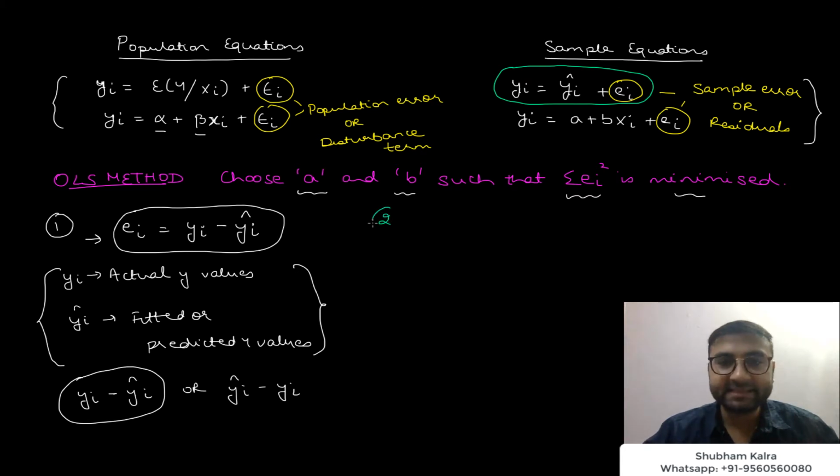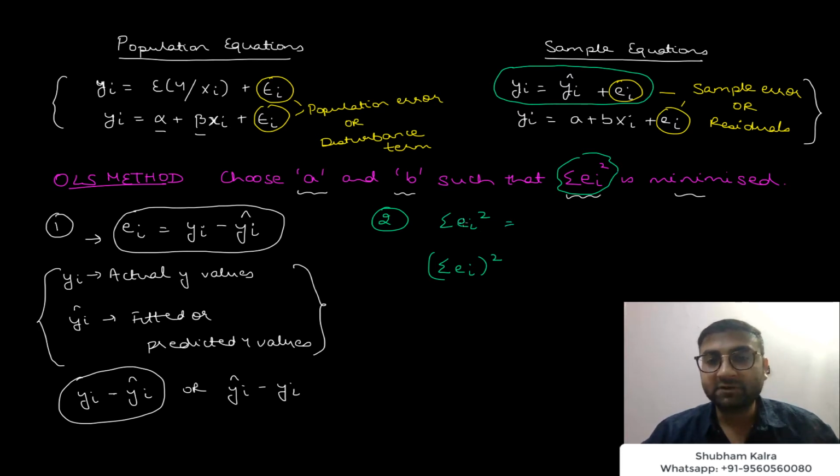The second thing is this expression that we have written over here. Notice the expression: it is summation of EI square. Many times I have seen students writing summation of EI whole square instead of summation of EI square. These two things are not the same, they are different. Summation of EI square means that first you are squaring the residuals and then you are summing them. So basically it means E1 square plus E2 square plus E3 square, going on till EN square. First we are squaring the residuals and then we are summing them.